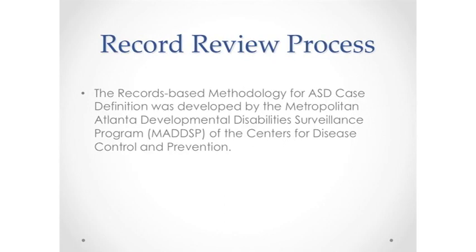What we did is, since we had not seen the children, we used the record review process that was developed by the Centers for Disease Control. It's called the records-based methodology for ASD case definition. This is the standard that's been used in these large epidemiological studies that have been repeated now over time, where the researchers go in and look at a large number of records across a sample of individuals within these various communities across the country. And this is how they've been trying to estimate prevalence of autism within community settings.